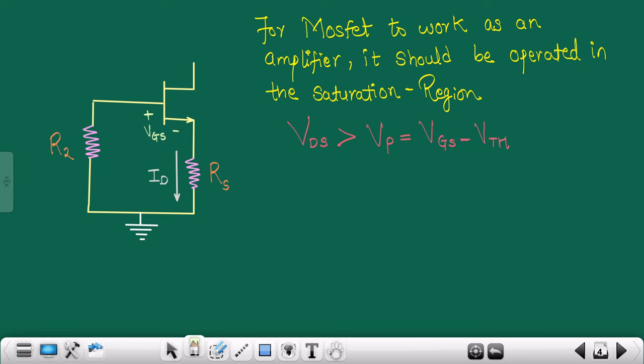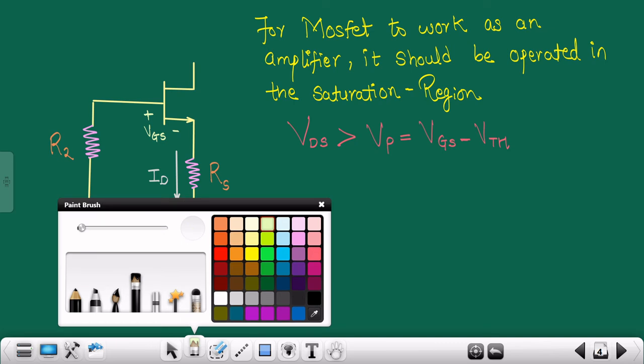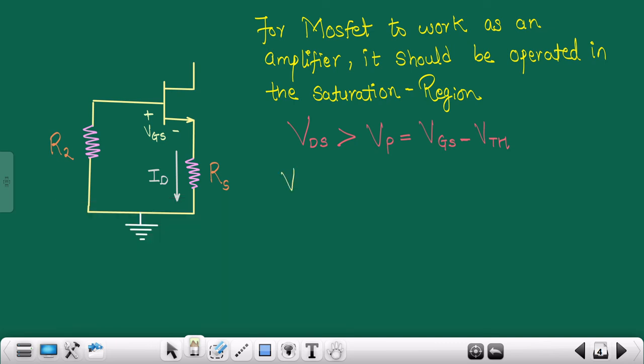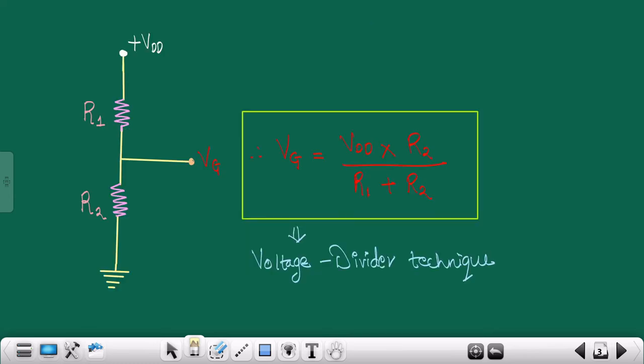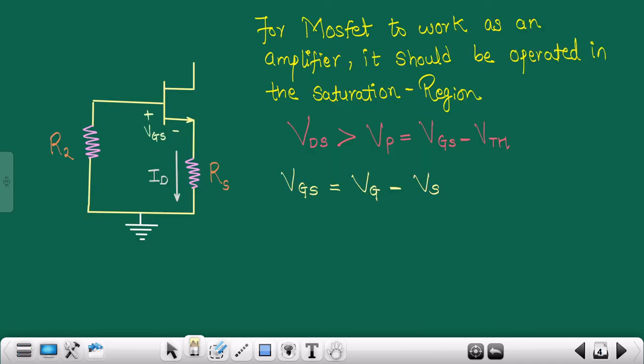All right, so we all know that VGS is equivalent to VG minus VS, right? We all know the value of VG. We can easily get that value from here. That is not a big deal.